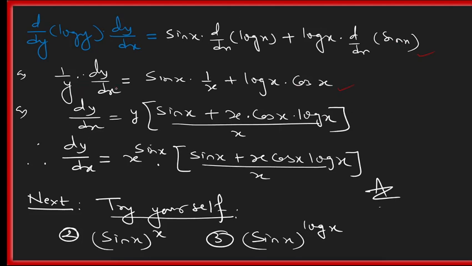So dy by dx is y times this. Taking x common, or LCM, the numerator is sine x plus x times cos x times log x. So just arrange this. Therefore, dy by dx equals x^(sin x) times (sine x plus x cos x log x) by x. This is the answer for this question.